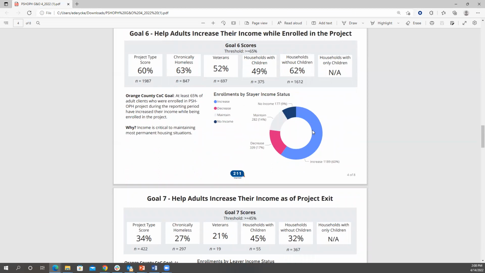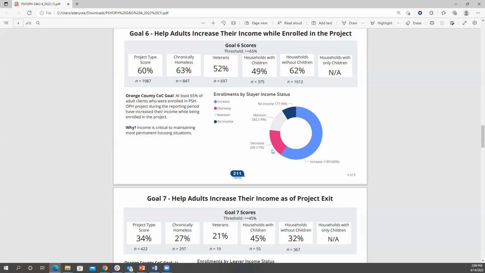Goal 6 is looking at adults that increase their income while enrolled in the project. As a project type, our score was 60%. You can see the subpopulation again. Some of them are a little bit under the project type score. And the donut is showing us the income status of all of the clients that were included in this measure. So 60% of clients had an increase in their income, so that's reflecting the project score.